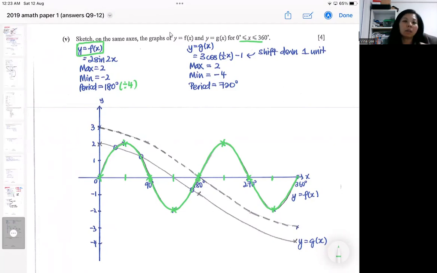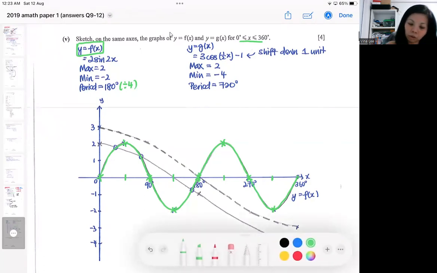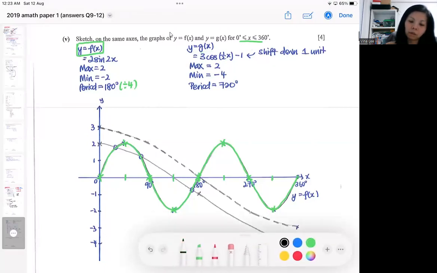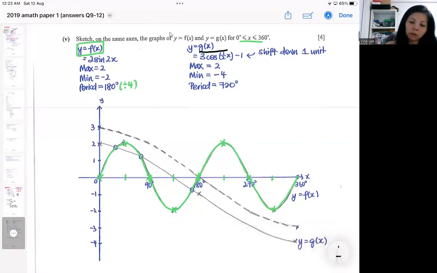Okay, the next one is a tricky one. If there's a shifting, I would suggest don't do the shifting. You do the basic graph first. So I try to do the basic graph first before the shifting. My suggestion is please don't do everything in one shot. You should do the original graph. The original highest is 3, the lowest is -3.